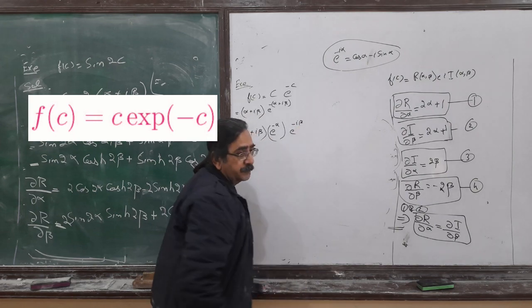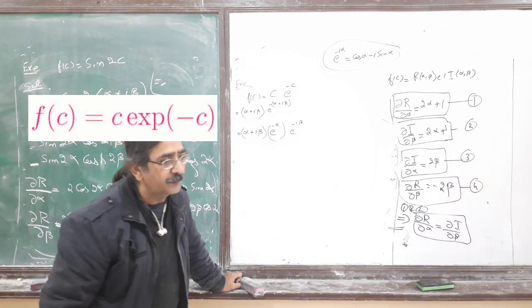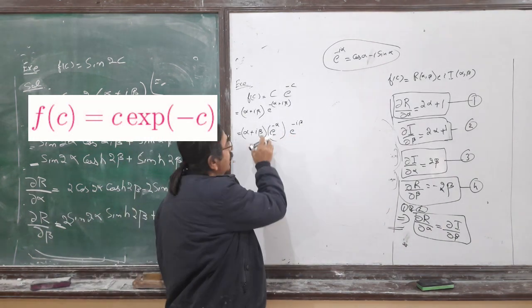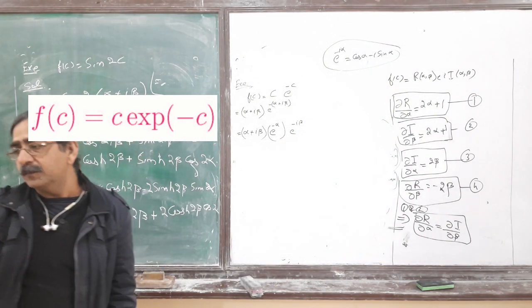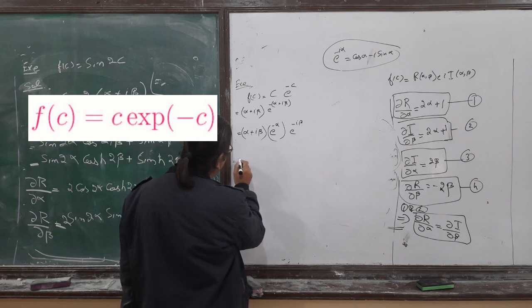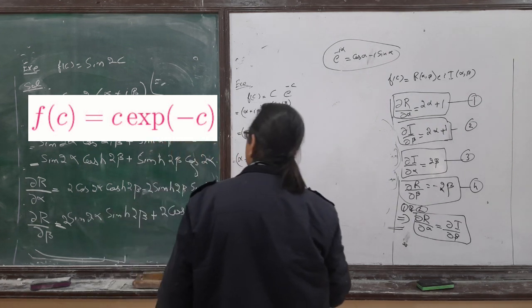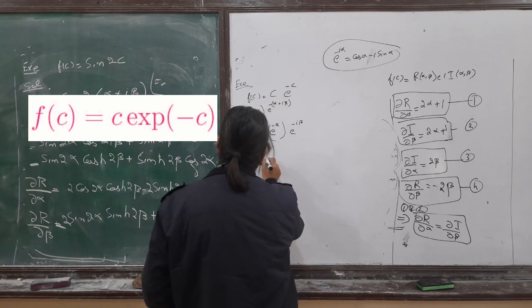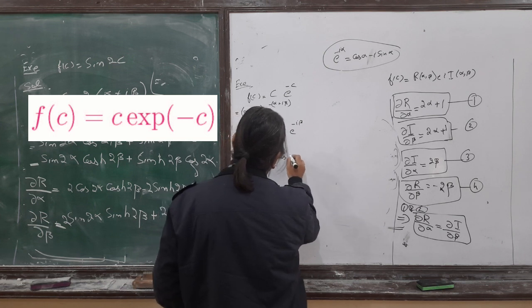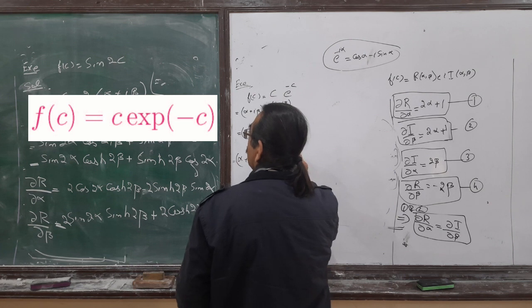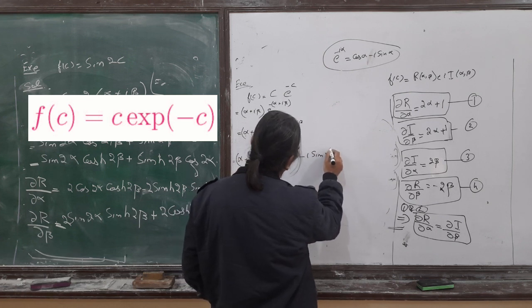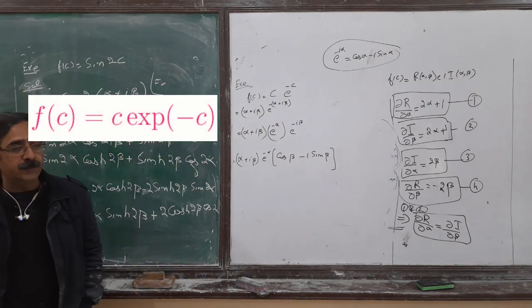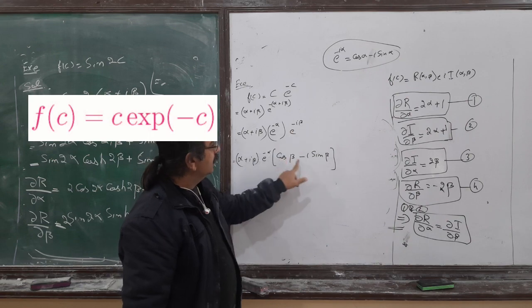Now, with z equal to alpha plus i beta, e to the minus z is e to the minus alpha minus i beta. This will be equal to e to the minus alpha, e to the minus i beta, and this will be e to the minus alpha times (cos beta minus i sin beta).